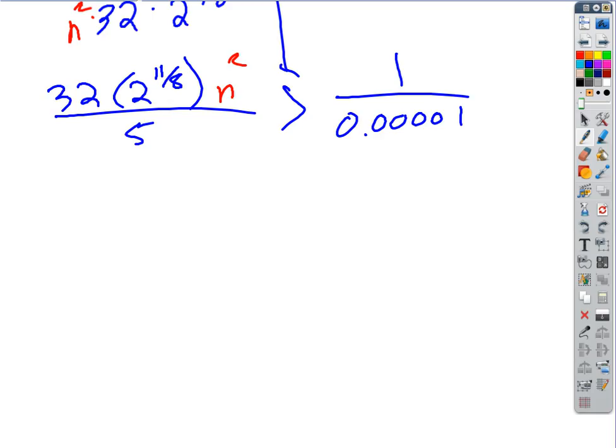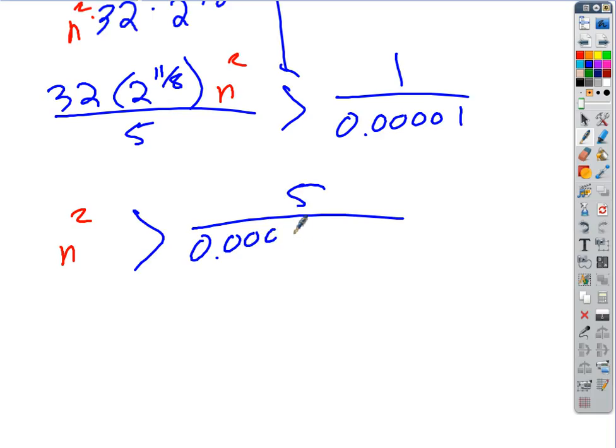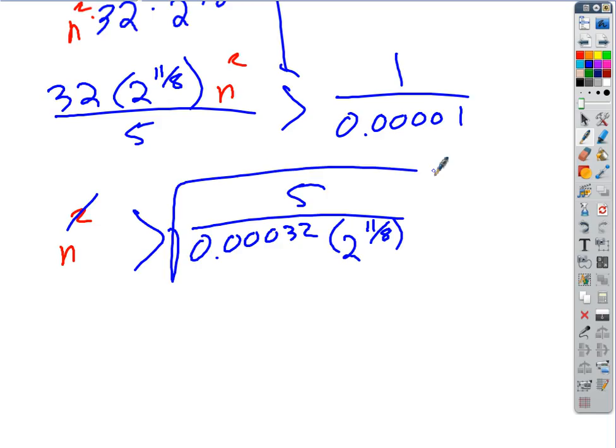So to isolate n, we'll multiply by 5 and divide by all that stuff, right? So we'll get n squared is greater than 5 on the top, and then that times the bottom is going to be 0.00032 times 2 to the 11/8. That looks bad, right? And then we just square root both sides. And that's our answer. So let's go put that in the calculator.